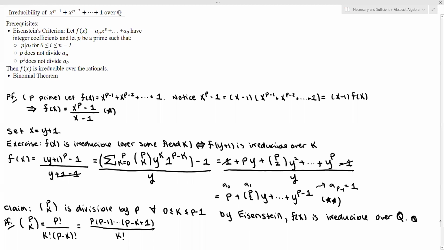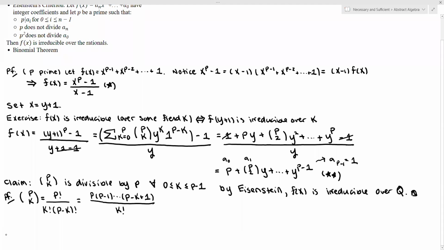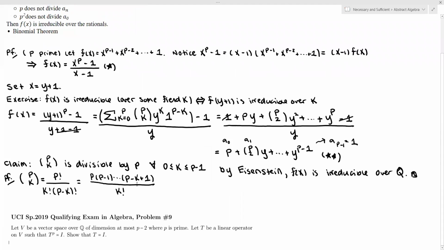As we talked about earlier, this is a pretty standard proof, and I'm going to paste here a problem that's kind of interesting. This comes from an old qualifying exam from UCI. It says, let V be a vector space over Q of dimension at most p minus 2, where p is prime. Let T be a linear operator on V, such that T to the power of p is the identity transformation. Show that T must be the identity transformation.